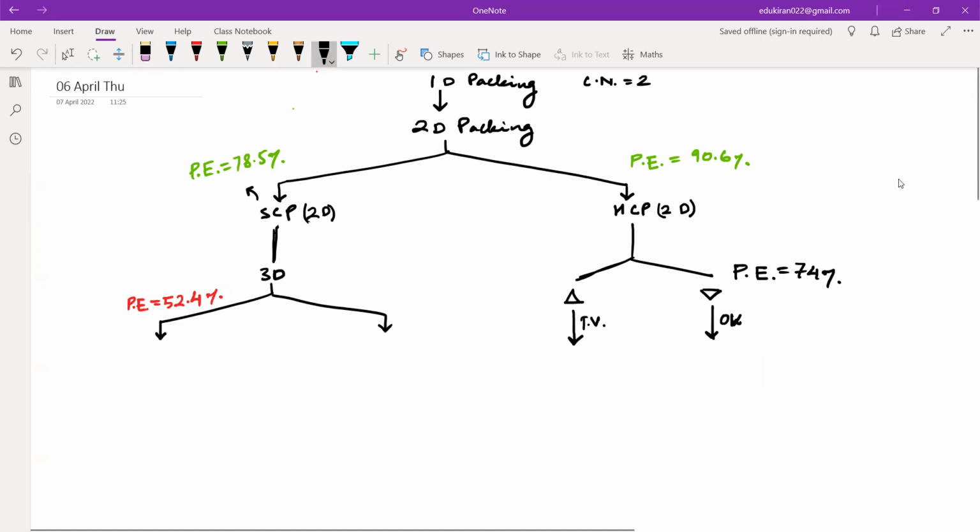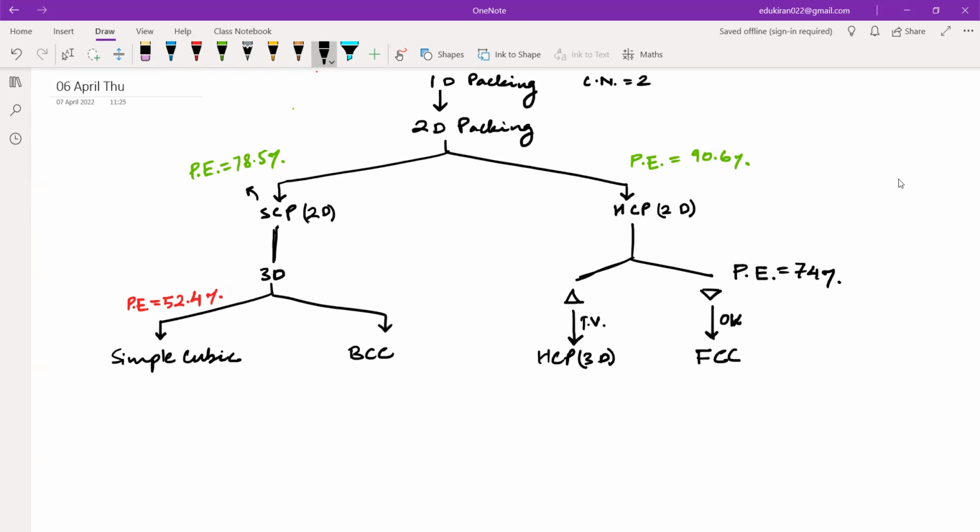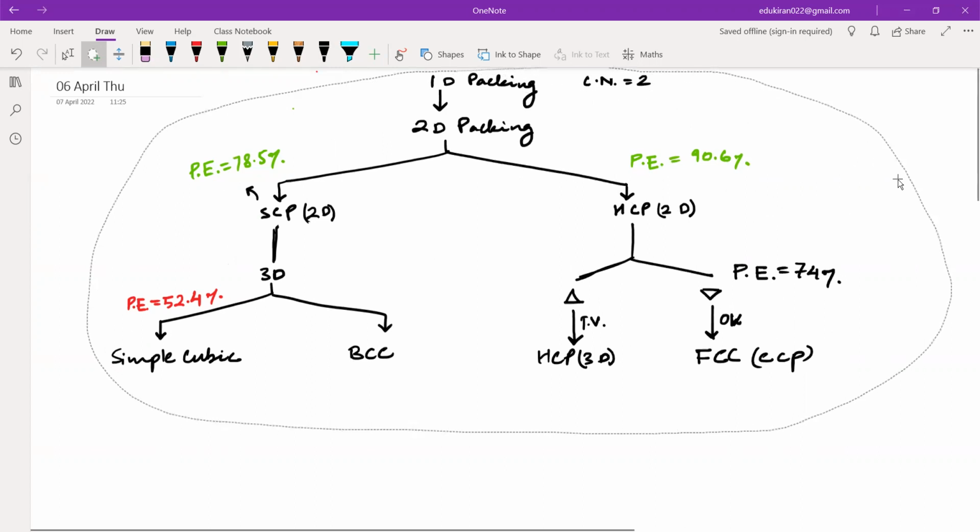Okay, so here we have simple cubic. Here we have BCC. Here we have hexagonal, right? HCP in 3D. And here we have face-centered cubic, which is also known as CCP. The packing is known as cubic close packing. Okay. So for all of these, we have to know a few things. Let me also get some more area.